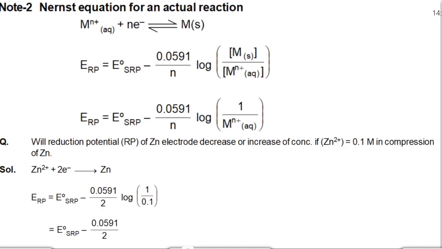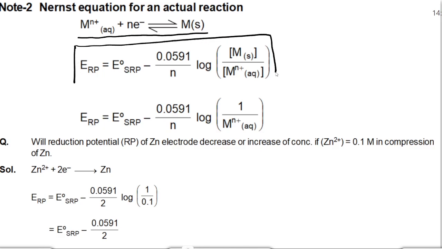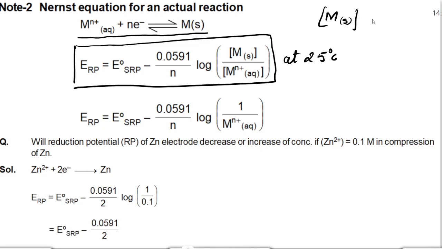So the Nernst equation for an actual reaction, if it is a redox, it is a reduction reaction. So in this case, E reduction is equal to E naught reduction minus 0.0591 upon n, all at 25 degrees Celsius, log of product over reactant. So the concentration of pure solid or pure liquid, any pure liquid is taken as 1.